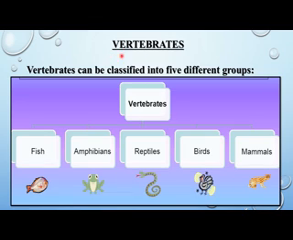Vertebrates are those animals which have a backbone, and they are further classified into five main groups. These are fish, amphibians, reptiles, birds and mammals. These are the five groups of vertebrates: fish, amphibians, reptiles, birds and mammals.